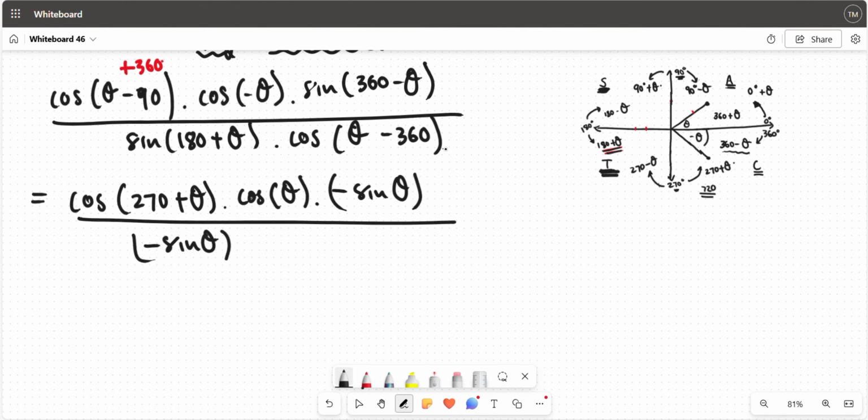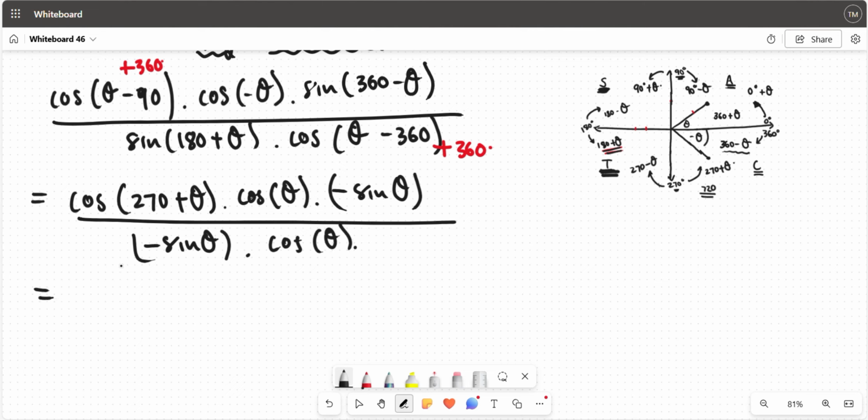Then with the last one, theta minus 360, we don't like seeing it like that. So again, what am I going to do there? I'm going to just add 360 in that bracket. And so if I do add 360, I'm just left with the positive cos theta.